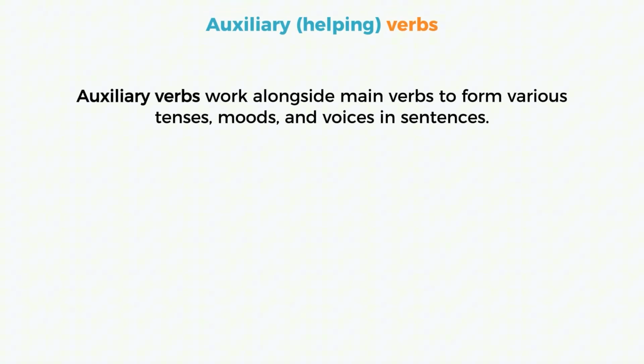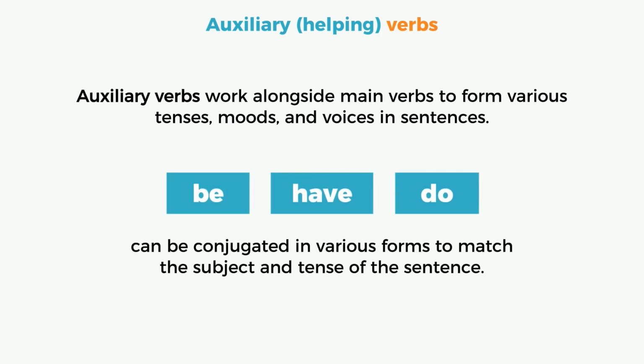Auxiliary helping verbs. Auxiliary verbs, often referred to as helping verbs, play a crucial role in English grammar. They work alongside main verbs to form various tenses, moods, and voices in sentences. The primary auxiliary verbs in English are be, have, and do, which can be conjugated in various forms to match the subject and tense of the sentence. More detailed explanations can be found via link.